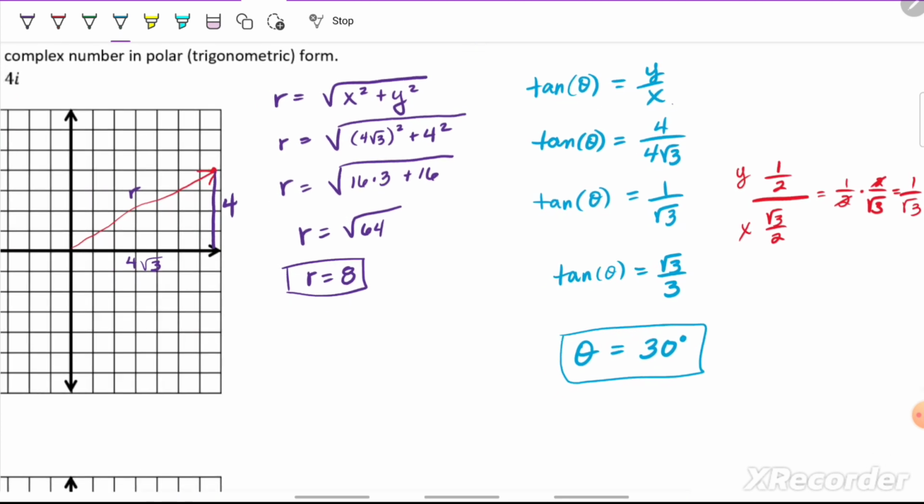Now that we have our r and our theta, we just need to write it in our notation. We'll have 8 times the quantity cosine of 30 degrees plus i sine of 30 degrees. Or in our abbreviated notation, it'd be 8 CIS 30 degrees.